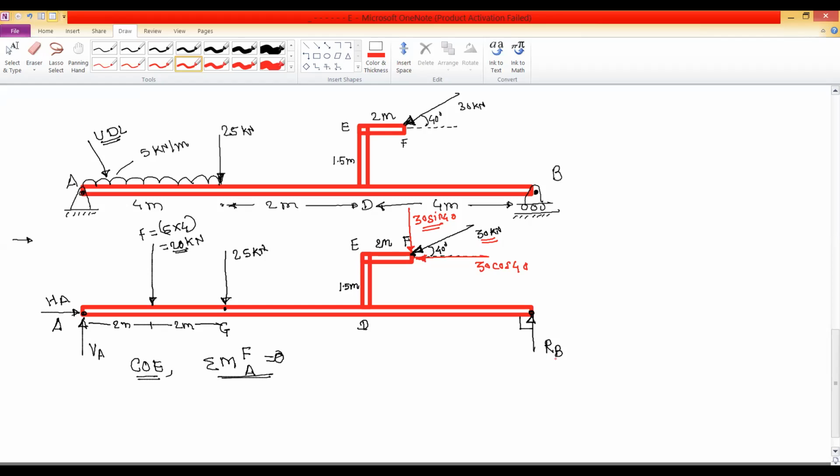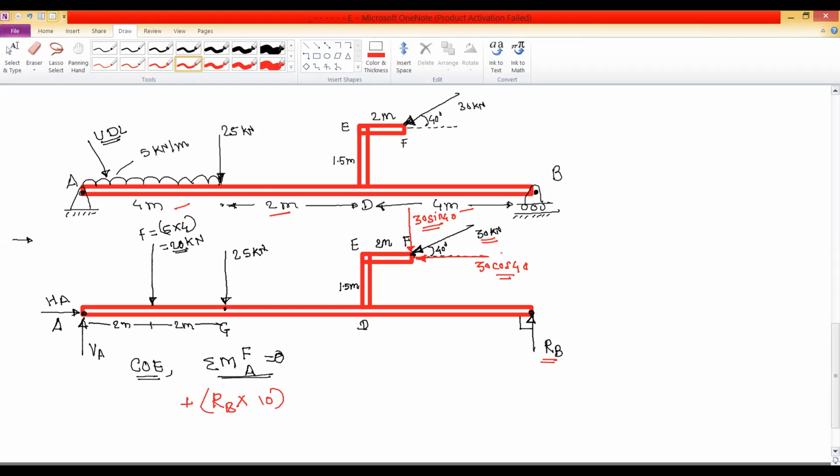So you can start from the reaction RB. Reaction RB into its distance from point A. The total distance is 4 plus 2 plus 4, so that is equal to 10 meter. The direction of this moment is anti-clockwise, so it is positive.